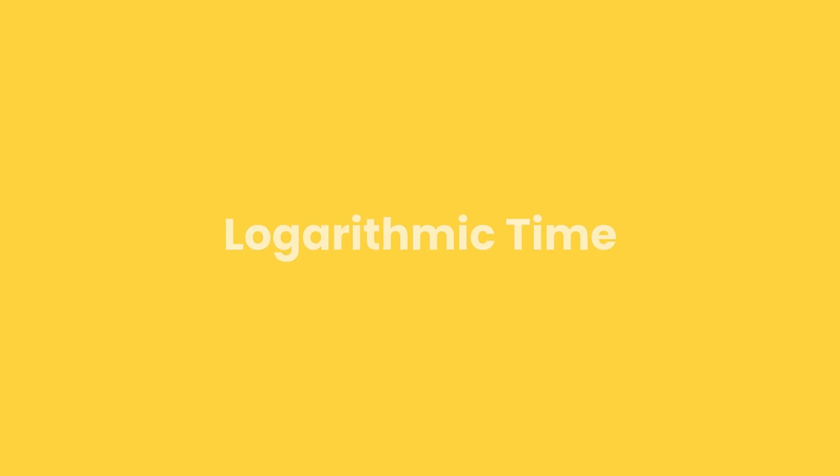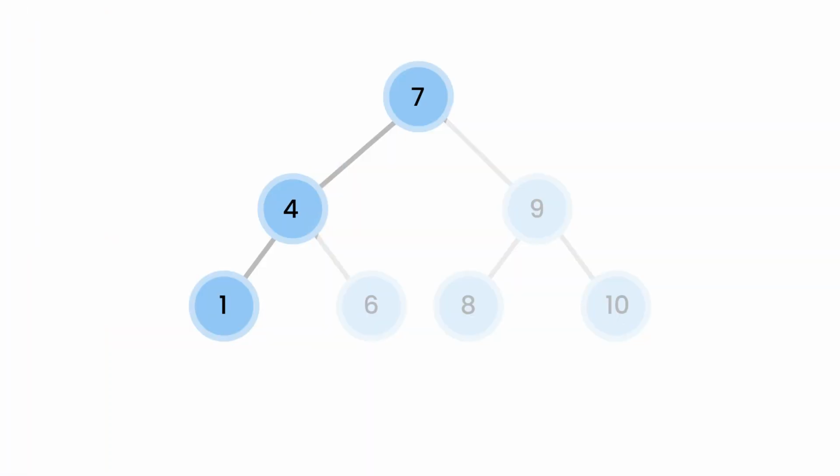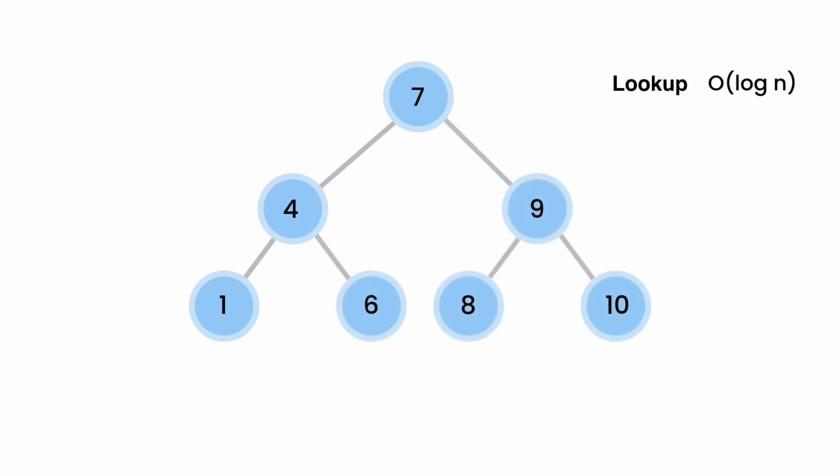This is what we call logarithmic time complexity. So whenever we throw out half of our items and narrow down our search, we have logarithmic time complexity. So looking up an item in a binary search tree runs in logarithmic time, or O of log n. What about inserting an item? First, we have to figure out where we should insert this new node. So we have to use our lookup algorithm one more time.